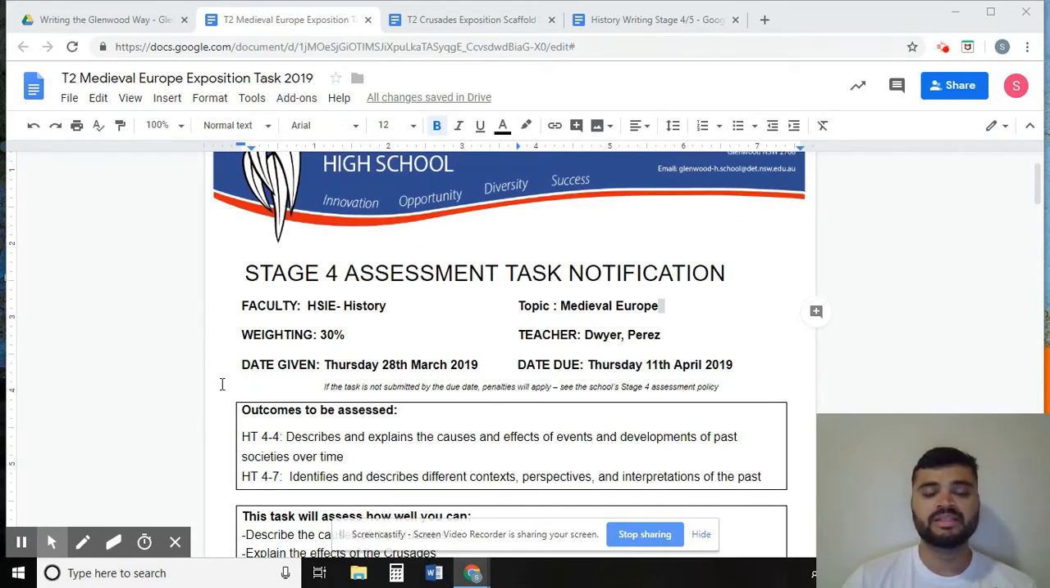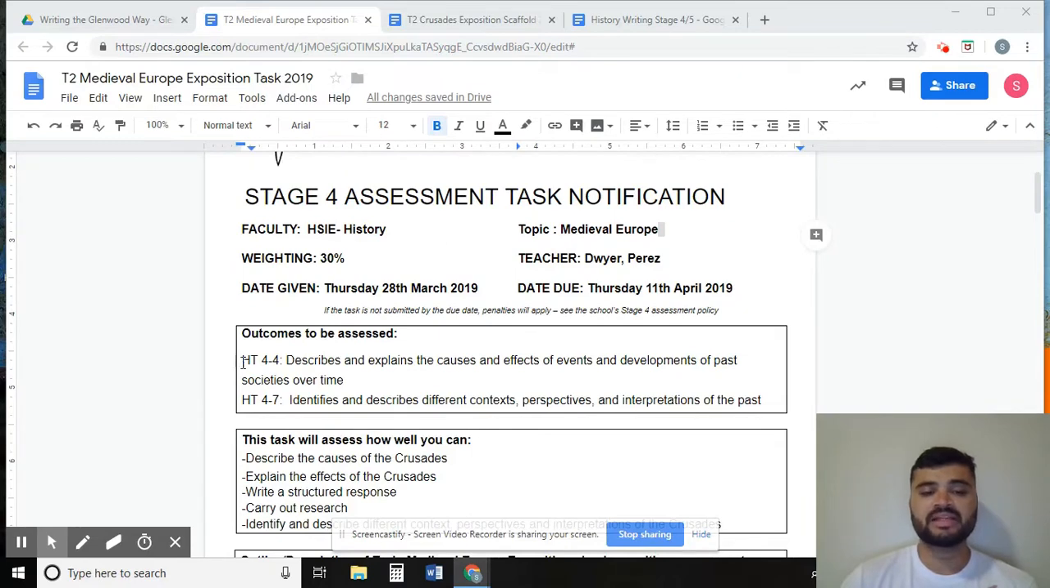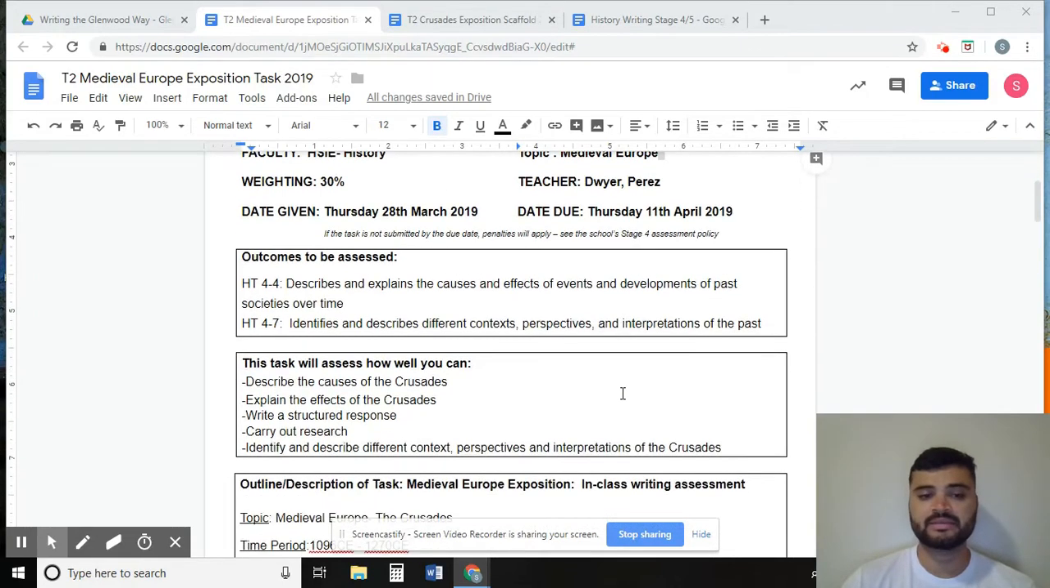Now, what we will be doing in this task. The outcomes that will be assessed are HT 4-4 and 4-7. Describe and explain the causes and effects of events and developments of past societies over time. Identify and describe different contexts, perspectives, and interpretations of the past.